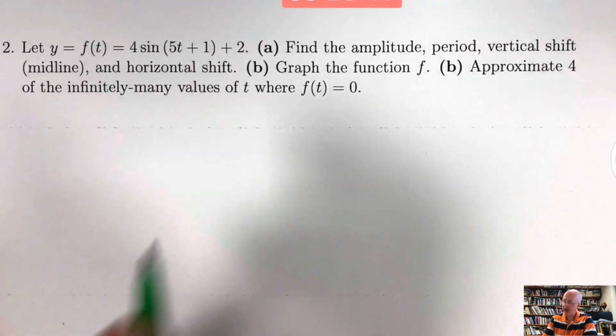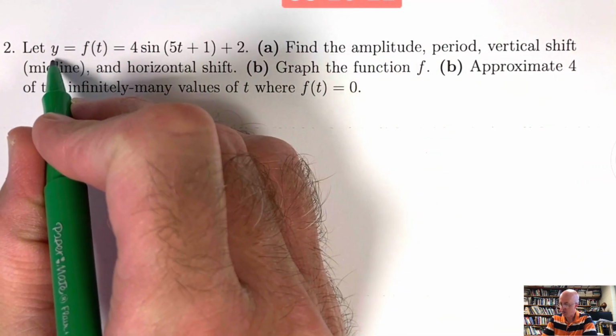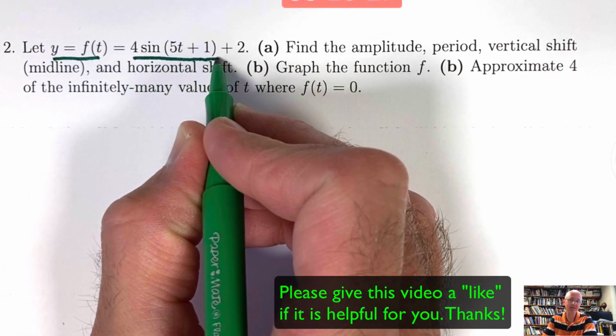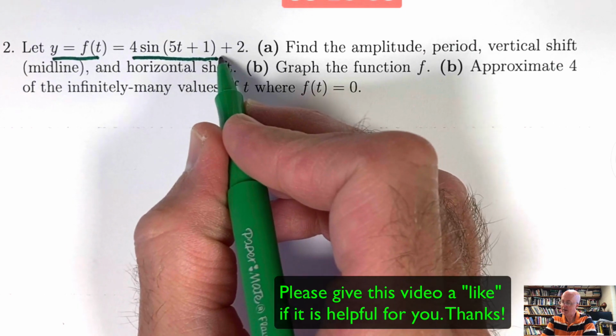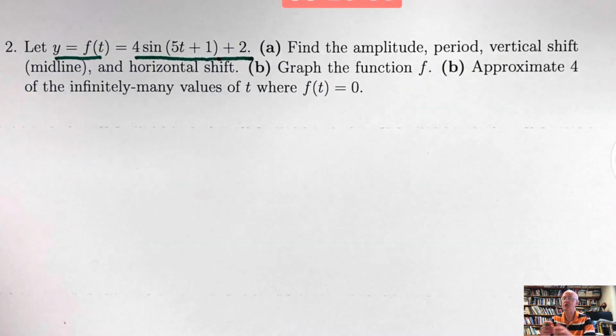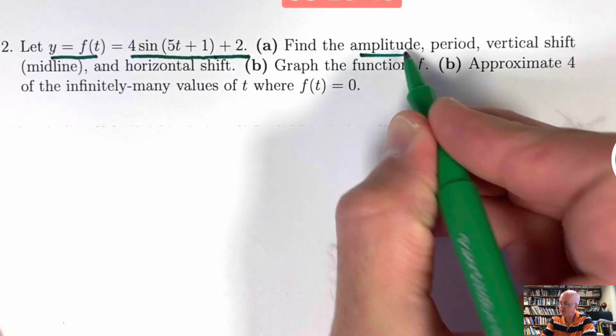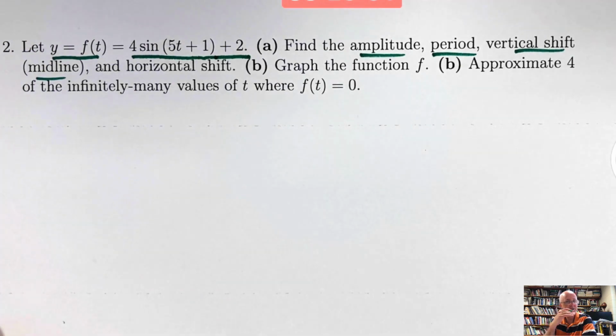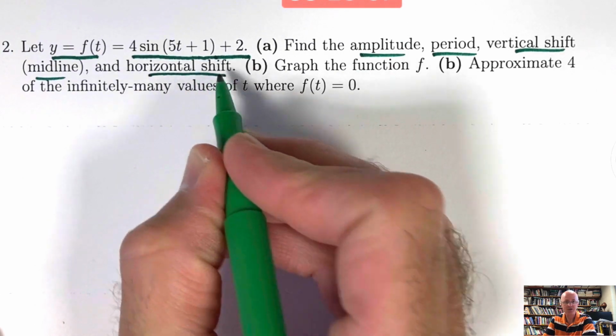Problem 2 is about graphing a sinusoidal function. Y equals f of t equals 4 times sine of 5t plus 1 in the parentheses there, then outside the parentheses plus 2. This is a transformed function from a regular sine graph with some vertical stretches and horizontal compressions and vertical and horizontal translations. Part A says find the amplitude, period, vertical shift, also called the midline, which is the average value of the graph. It goes through the middle of the graph, and horizontal shift, okay?